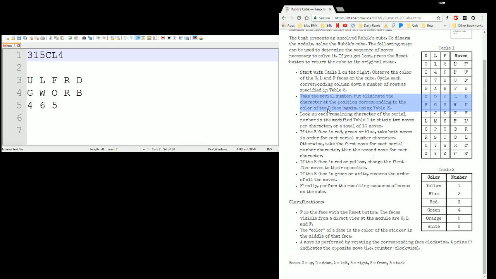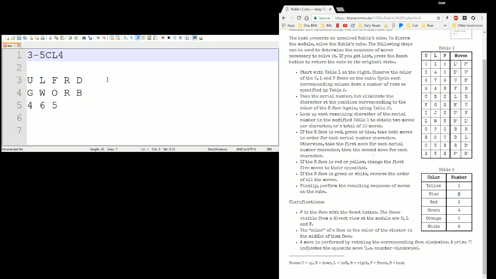So the second thing, we're going to take the serial number and eliminate the character at the position corresponding to the color of the D face, again using table 2. So the down face was blue. Blue is number 2. So we're going to ignore the second character of our serial number. Gone. Poof, not going to use it.